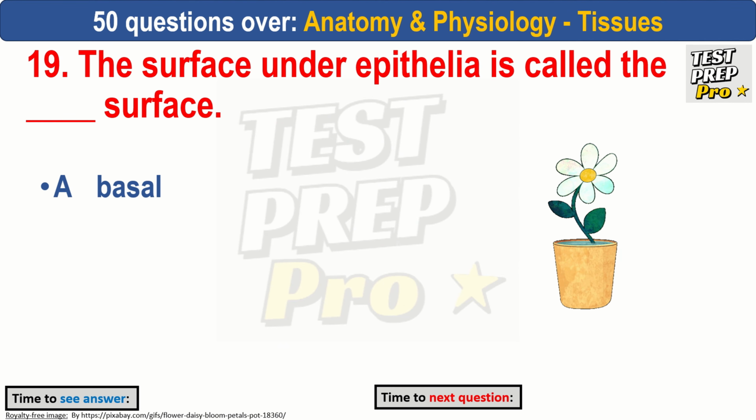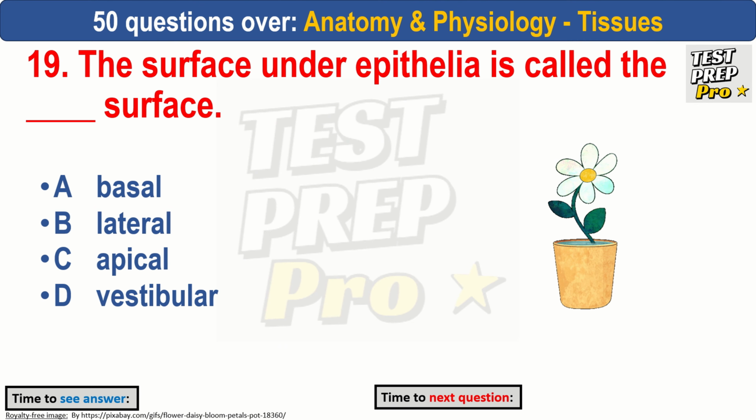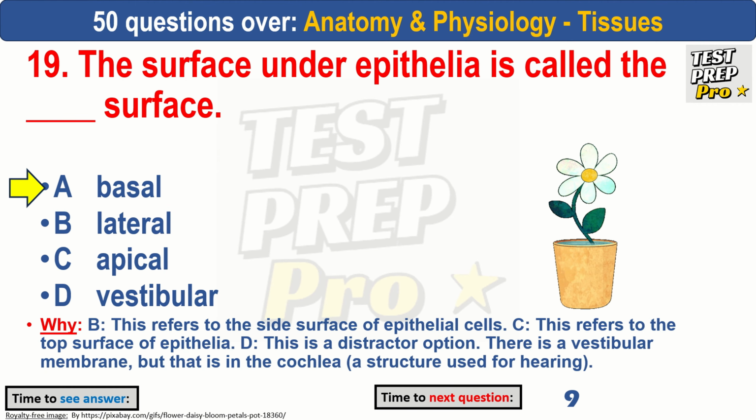The surface under epithelia is called the blank surface. Is it basal, lateral, apical, or vestibular? The answer is basal. Lateral just means the side surfaces. Apical refers to the top surface of a cell, typically in contact with the lumen.